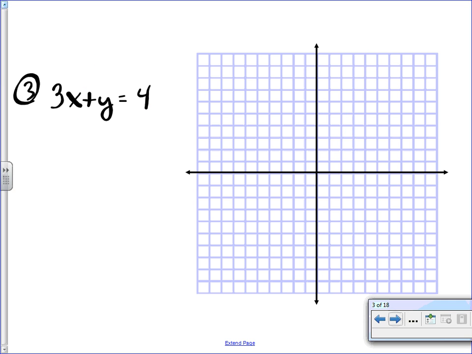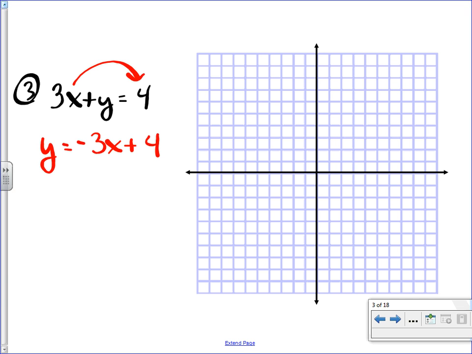Now, number 3 and 4 are the same thing. However, we have to get them in slope-intercept form first. How do you do that? So for number 3, the first thing I'm going to do is move that 3x to the other side. Now, when I move that 3x to the other side, we're subtracting, which means now it's going to be a negative 3x. And we're going to keep that positive 4.